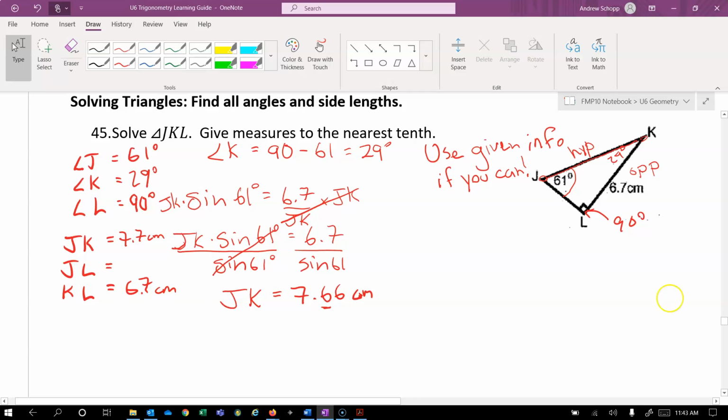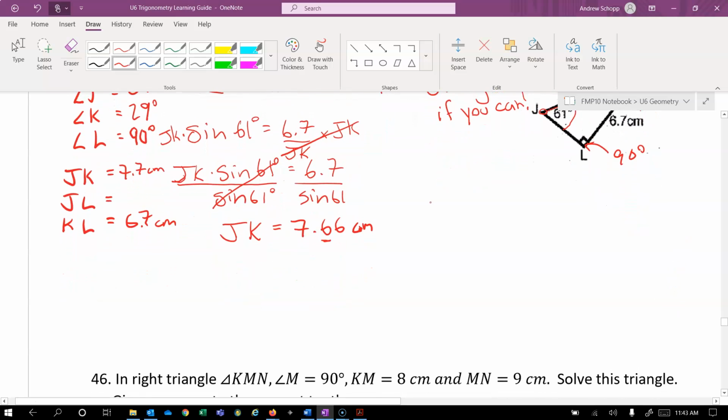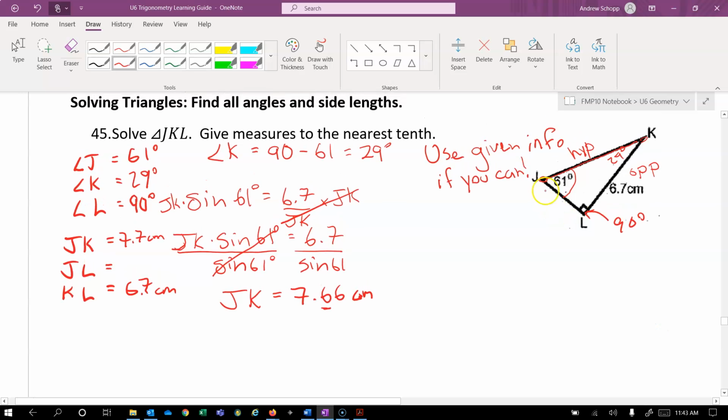On to JL. So to find JL, that's this side length here. And that is the adjacent to the angle we know, or our angle of interest. And here, now we know the hypotenuse, so we could use that, but because we want to use the given information, let's use the opposite and the adjacent. So that's the tangent function. Tangent of 61 degrees is opposite, which is 6.7, over the adjacent, which is what we're looking for, JL.